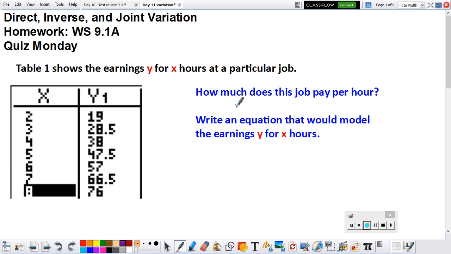Okay, so hopefully you figured out that this job pays $9.50 per hour, because 2 hours worked, they made $19, and it seems to add $9.50 after that. And so the equation would be Y equals 9.5x.